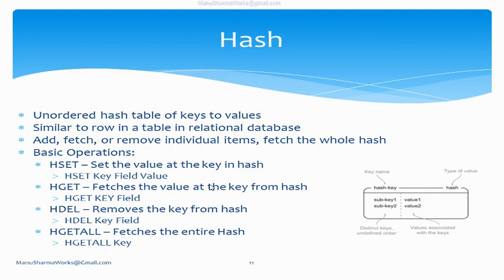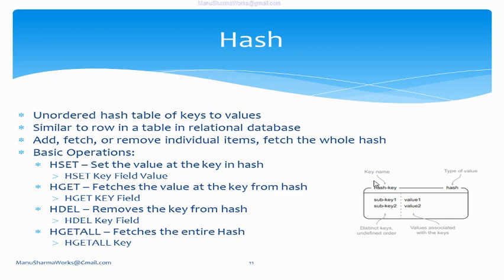Next is a hash. A hash is a table of keys to values. So what does it mean? You can compare it with one record in a table. Like in a relational database, we have a table and we have a record. So a hash is one record. In this case, this is a hash key, and it has sub key 1 and value 1. These sub keys are basically the fields of a table.